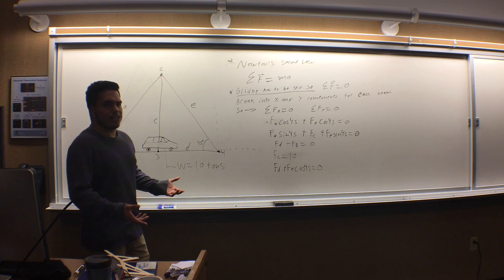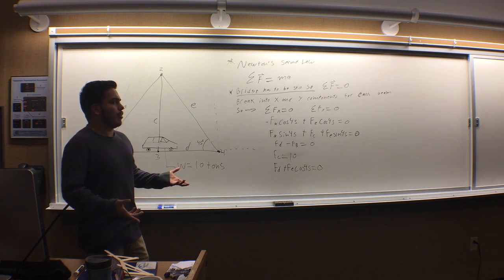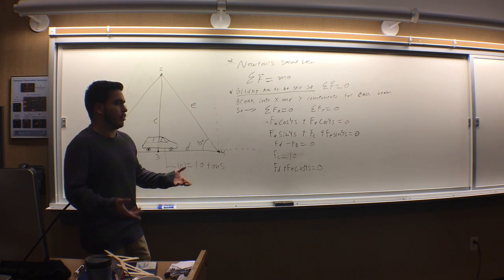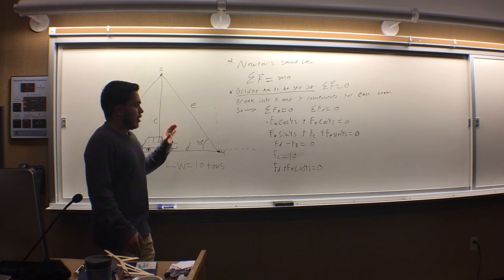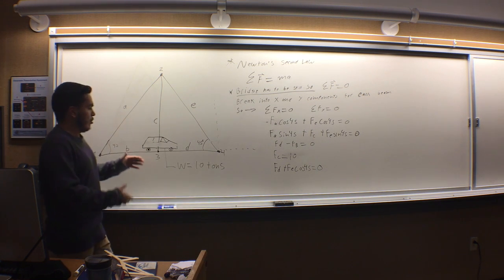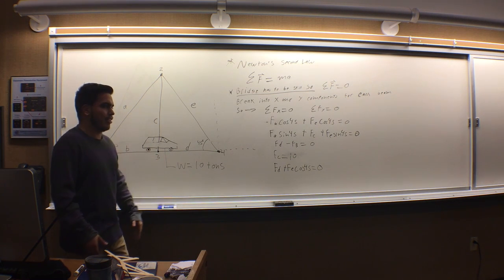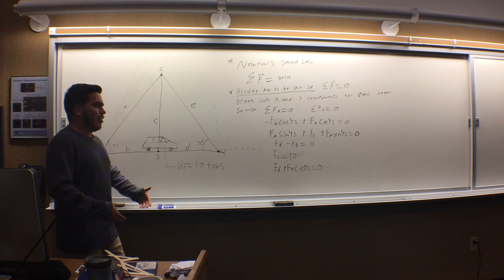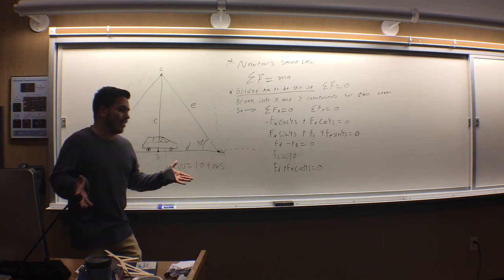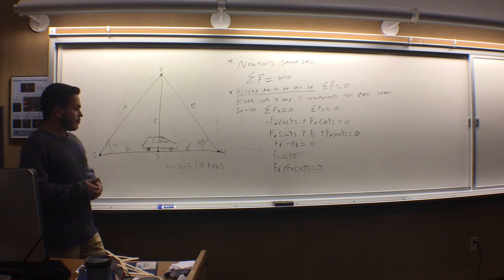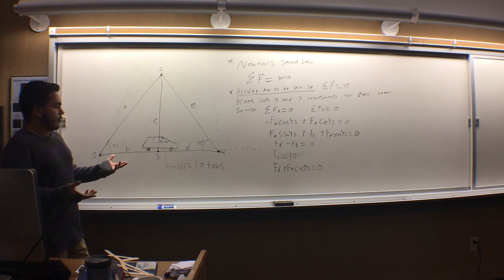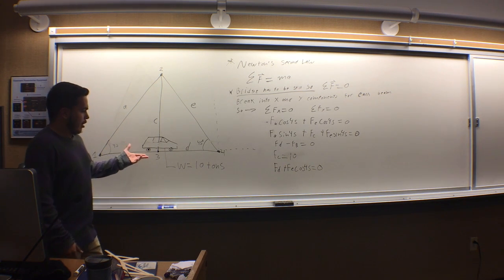But since this is a bridge, you want it to not be moving, so acceleration has to be 0. Therefore, the sum of all the forces acting on each beam has to be equal to 0. Otherwise, you're going to have an unstable bridge and it's going to collapse, or other things are going to happen, and you don't want that. Alright, so let's assume that there's a car going by it and it weighs 10 tons.